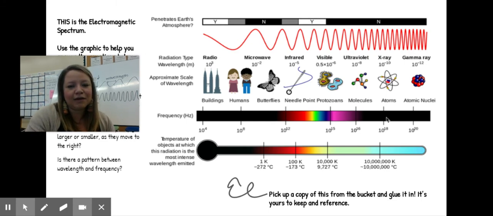That's about it for the EM spectrum. I think I covered pretty much the basics. If you have any questions, let me know.